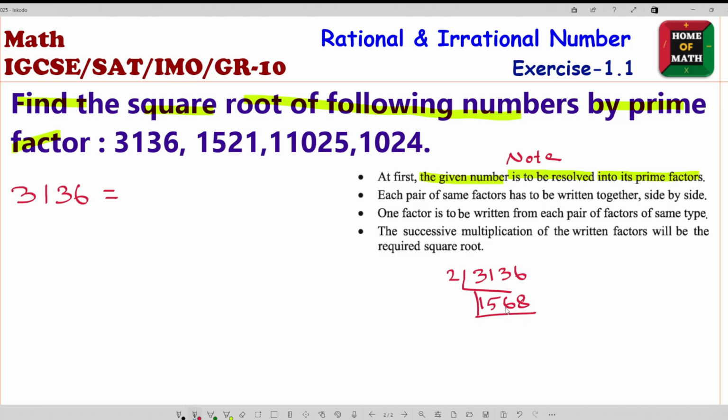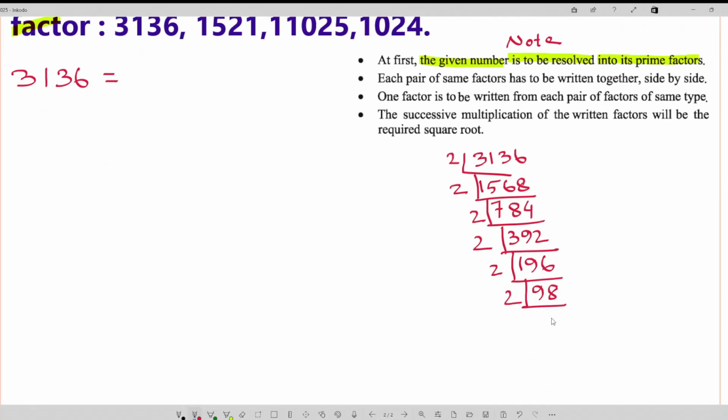Again we can divide by 2. So here is 784. Again we can divide by 2, right? So it will be 392. Again we can divide by 2. So here is 196. This is also an even number, so we can divide by 2. Here is 98, right? 98, once we divide by 2, it will be 49. Okay, 49 we can divide by 7. So 7 is a prime number.